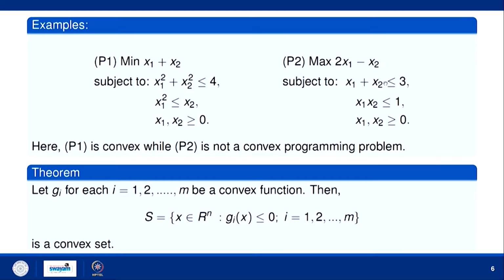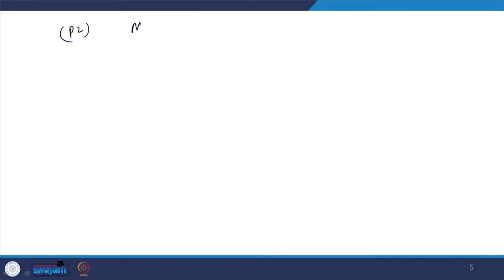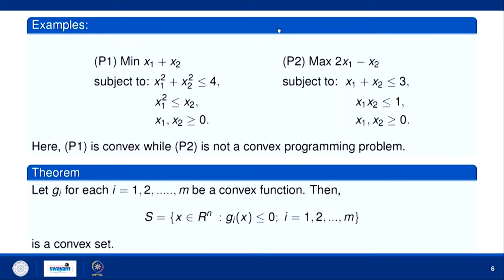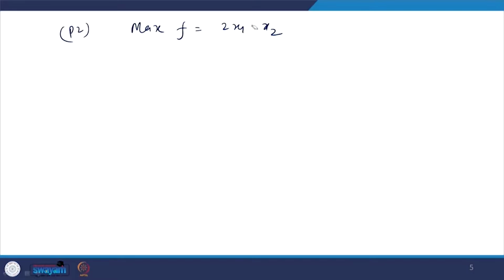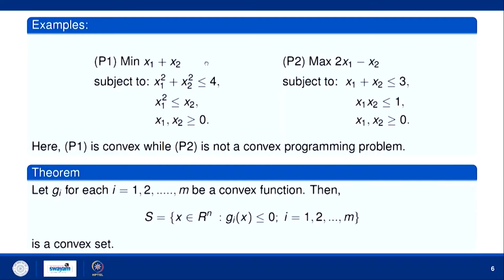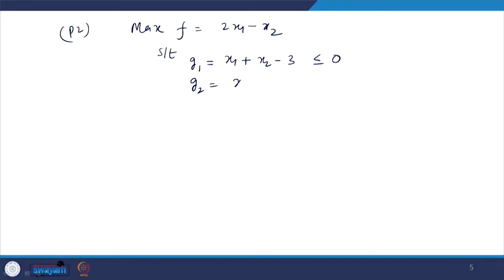Okay. So, let us see this here. For the problem P2, it is maximization of f equal to 2 x1 minus x2, subject to what constraints? The first constraint is x1 plus x2 minus 3 less than or equal to 0, this is G1. The second constraint is x1 x2 less than or equal to 1, that is, x1 x2 minus 1 less than or equal to 0. The third constraint is minus x1 less than or equal to 0. The fourth constraint is minus x2 less than or equal to 0.